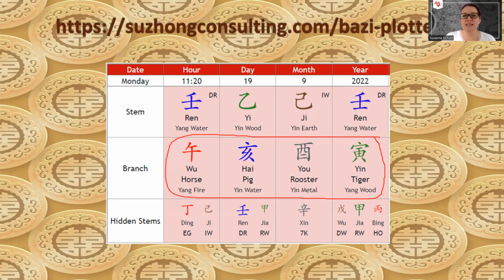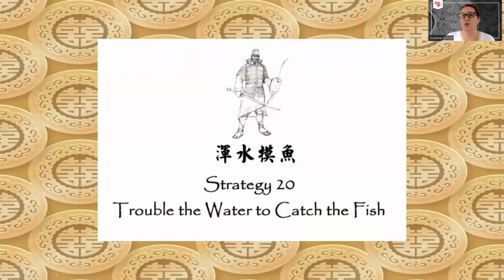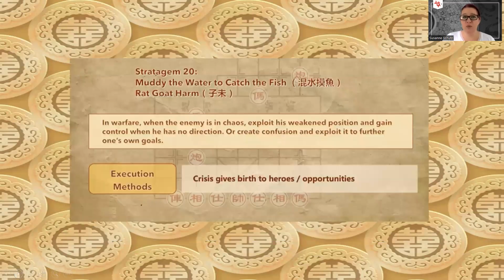All right. Once you have done this, we are then moving on to stratagem number 20, and we take a look at who actually benefits. This is called trouble the waters to catch the fish. Now, this particularly resonates with all those of you who have the rat and/or the goat in your chart. If you have both the rat and the goat, then this definitely resonates with you. You have great affinity with it, and it's also very, very easy for you to implement this.